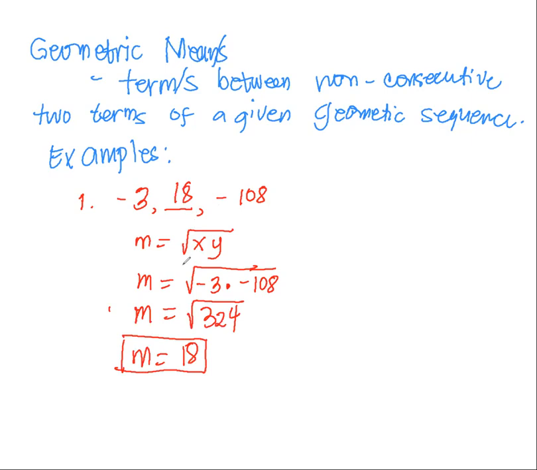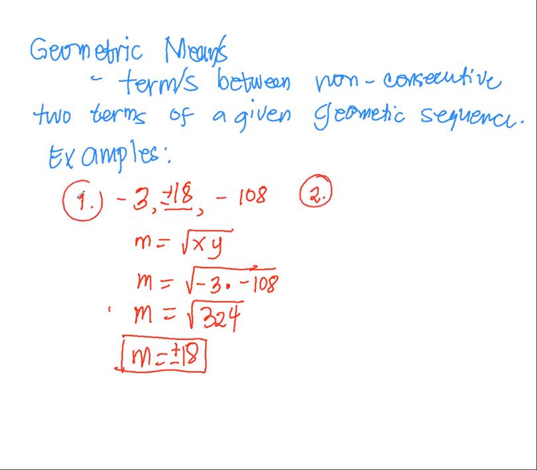So, ang sagot natin dito, it can be positive, it can be negative. So, pwedeng positive 18, pwedeng negative 18, since you get the square root. Okay?